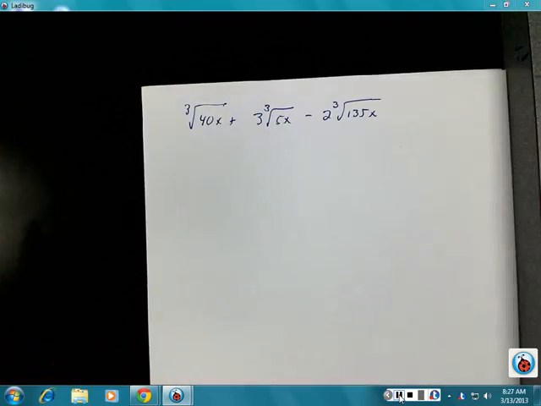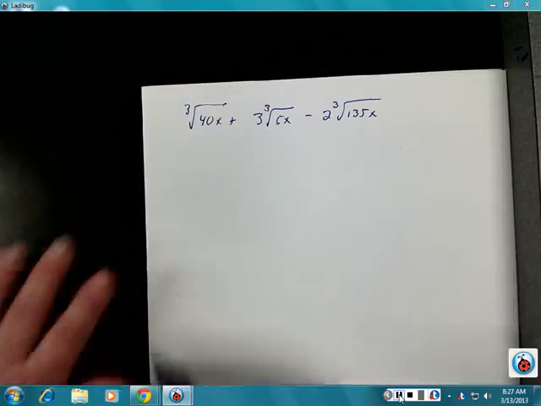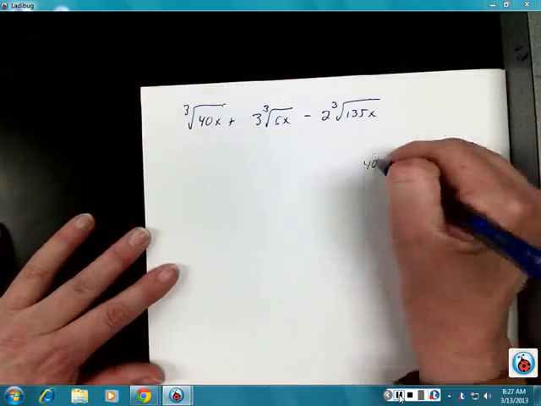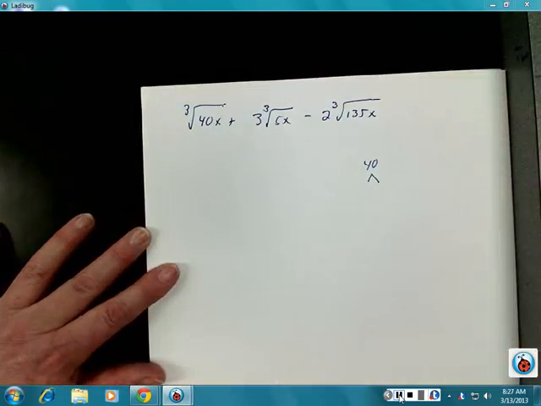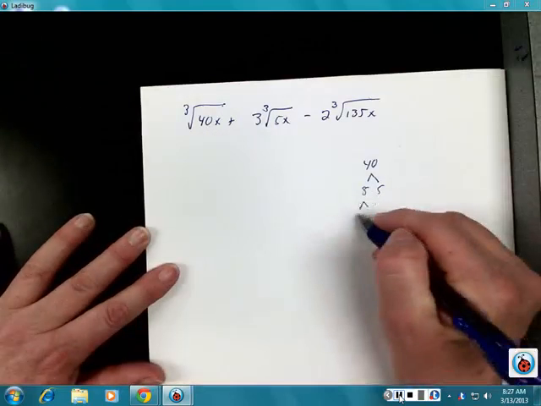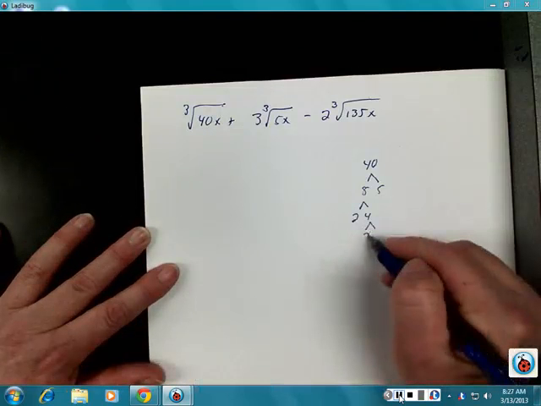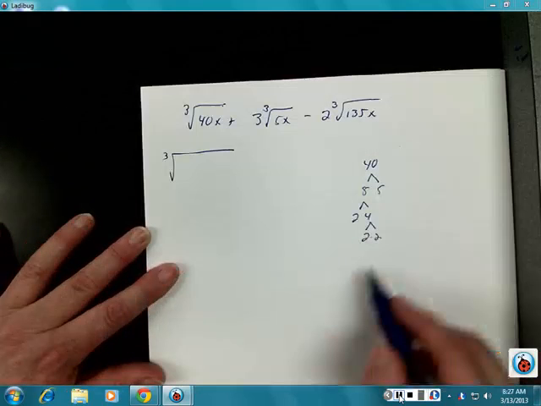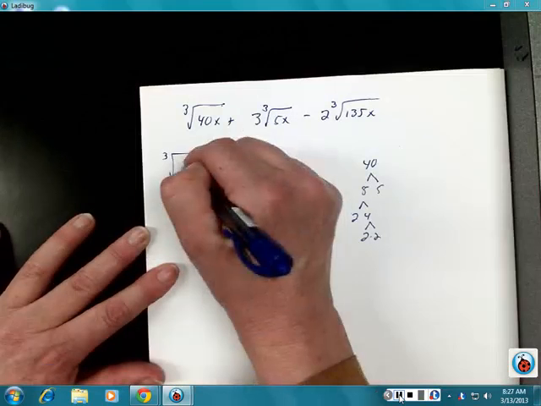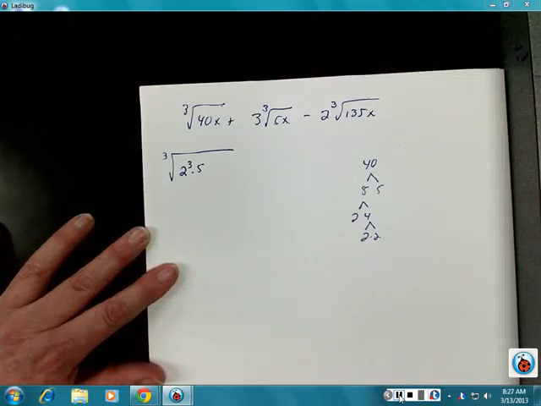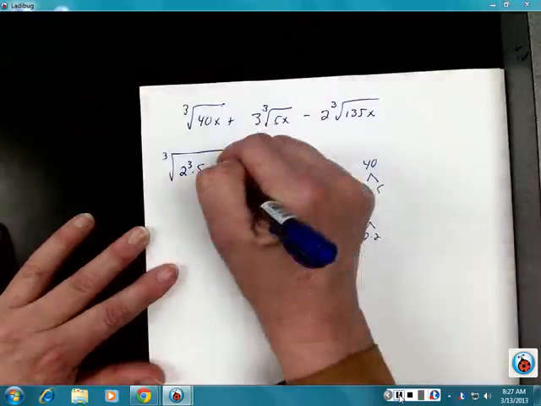So now what am I looking for? I'm looking for things that have 3 items. Is this one broken down all the way? Nope. So I need to take 40 over here, and let's find out what we can get out of 40. 40 is made up of 8 times 5. 8 is made up of 2 times 4, and 4 is made up of 2 times 2. So the cube root of 2 cubed times 5. That's all that 40 gives me. What about x? Yep, and then I have to bring my x down.